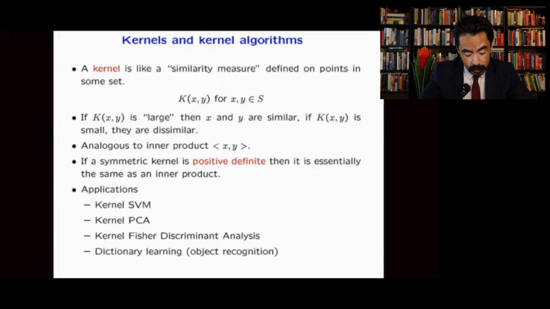So a fun fact about it is that if a symmetric kernel is positive definite, then it is essentially the same as an inner product. And this type of kernel is the kind of kernel used in kernel SVM. So all you AI engineers out there, support vector machine. It's also kernel PCA, kernel principal component analysis. And it's also the same as kernel Fisher discriminant analysis, okay? That's the kind of kernel we are talking about when we have a Bergman kernel now.